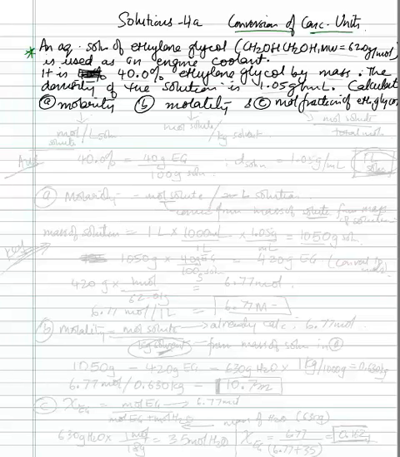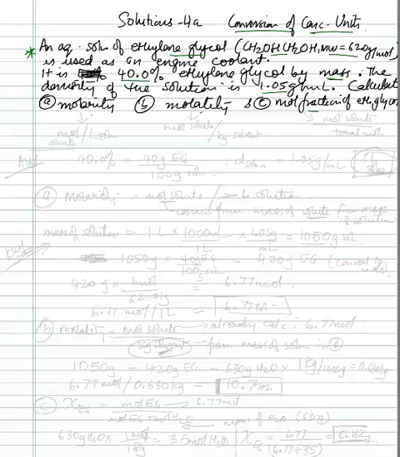An aqueous solution of ethylene glycol, this is the formula, molecular weight, is used as an engine coolant. It is 40% ethylene glycol by mass. Okay. The density of the solution is 1.05 grams per milliliter. Calculate the molarity, molality, and mole fraction of ethylene glycol.